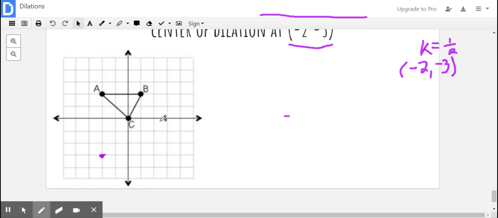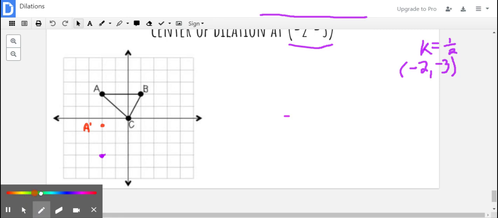So point A would be the one I would choose to do first, because if I count my spaces from our center of dilation to A, 1, 2, 3, 4, 5 spaces, I'm going to do half of 5 spaces up, and that would be 2.5 spaces, which would put me right there, and that is going to be my A prime.